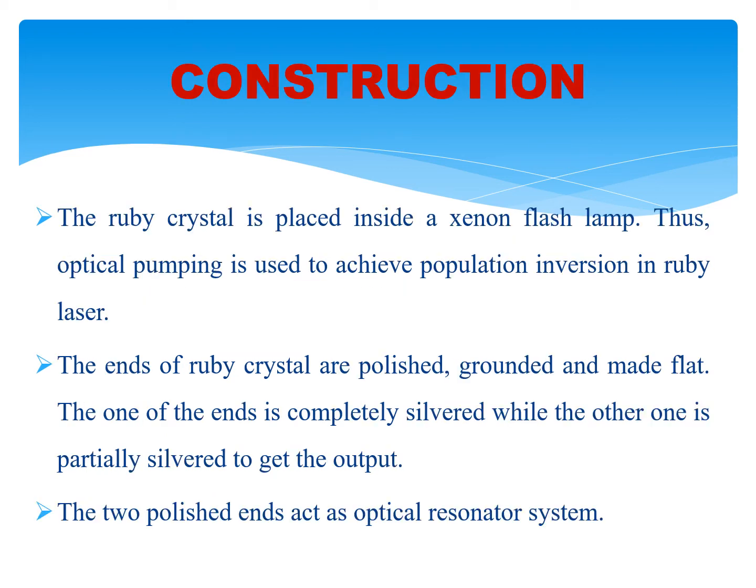Construction again. The ruby crystal is placed inside the xenon flash lamp. Thus, optical pumping is used to achieve the population inversion in the ruby laser. The ends of the ruby rod are polished, ground and made flat. One end of the rod is completely silvered, while the other end is partially silvered to get the output. The two polished ends act as an optical resonator system.